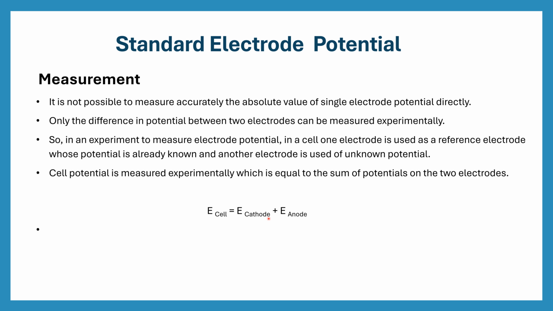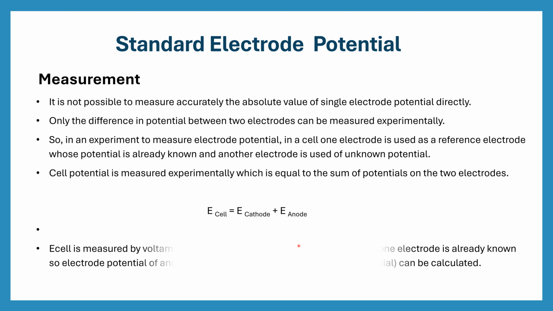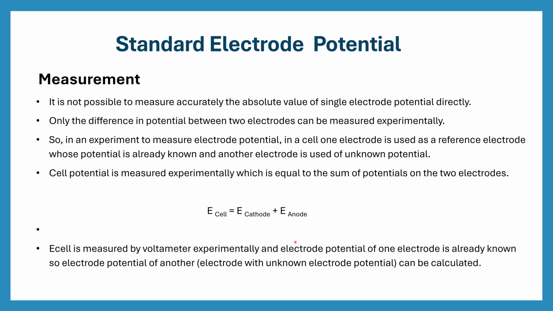Here is the key equation to remember. The cell potential is the sum of the potentials of the cathode and the anode. Conventionally, the cathode is where reduction occurs and has a certain potential, while the anode is where oxidation occurs and has another potential. By using this relationship, we can break down the cell potential into its components.